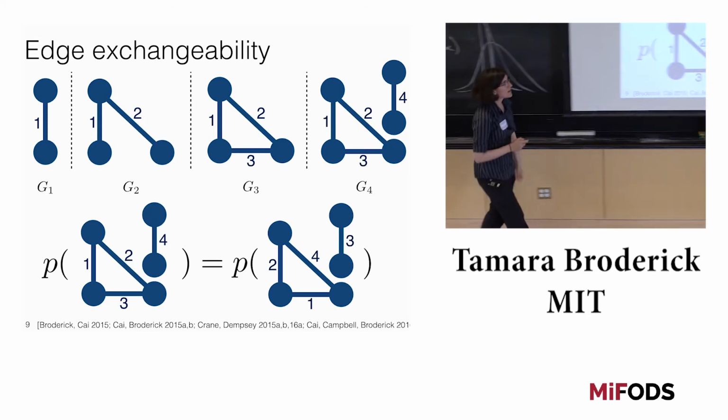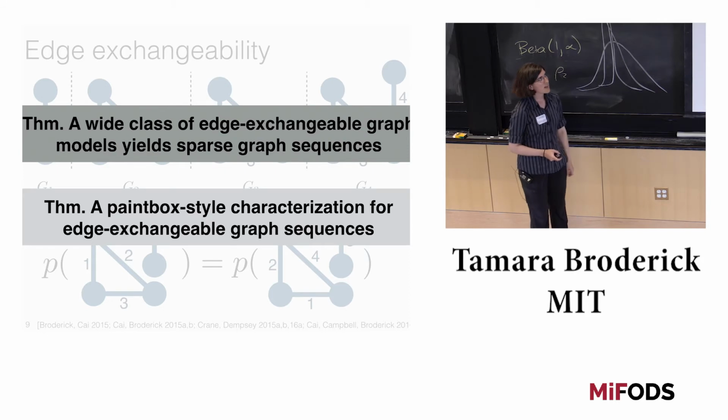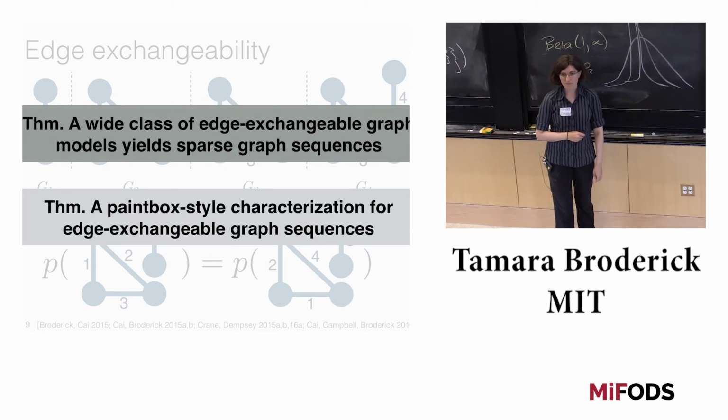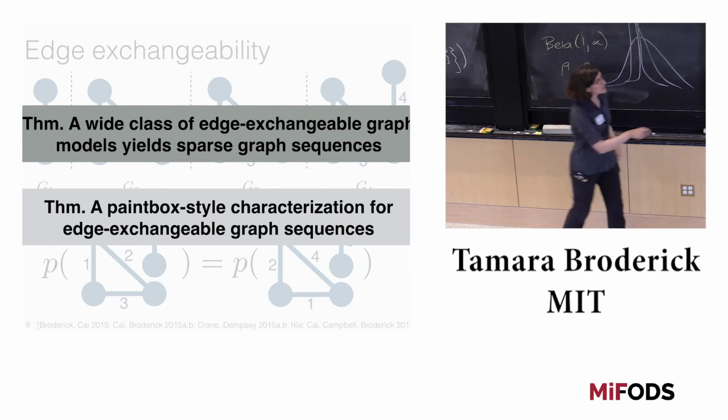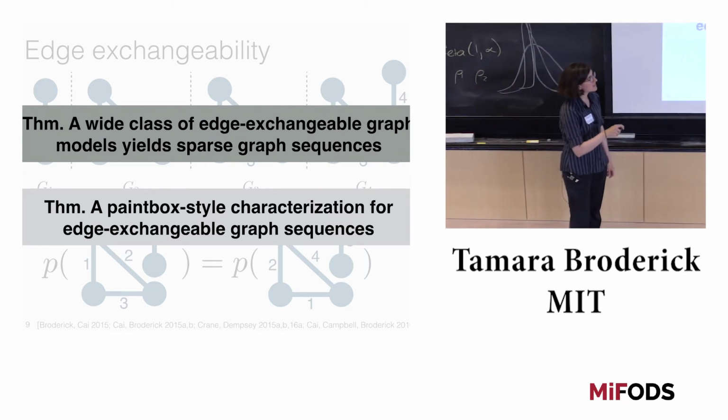And what's cool about this notion is that we can get sparsity with it. If you work in the edge exchangeable framework rather than the vertex exchangeable framework, the node exchangeable framework, you can get a very wide range of sparse graphs, very wide range of sparse behaviors, lots of different sparse growth sequences that are purely subquadratic. And what's also cool is we can get one of these exchangeable characterization theorems, one that's very similar to the Kingman paintbox, it turns out.